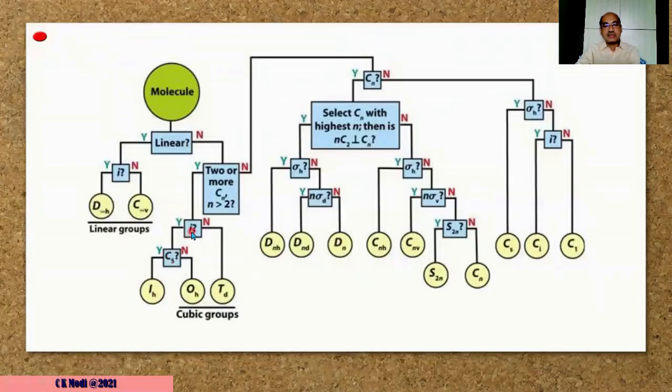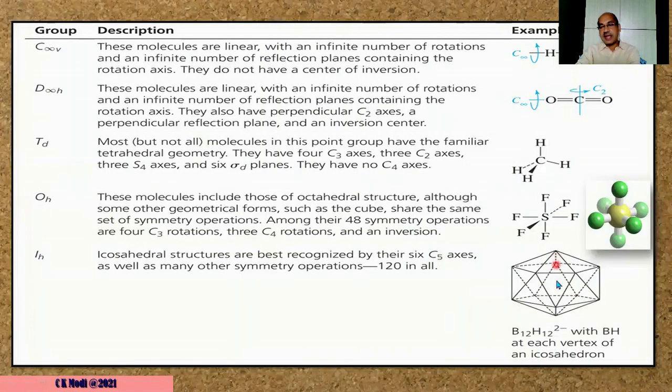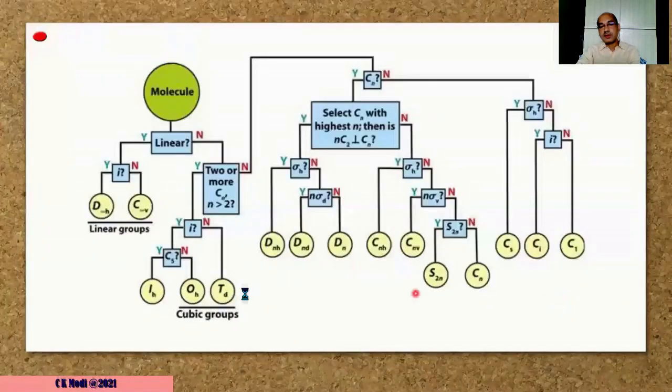C5 axis is present. Center of symmetry i is also present. So here, center of symmetry i is also present. So this is an icosahedral point group molecule where center of symmetry i is present. So therefore, it has icosahedral.